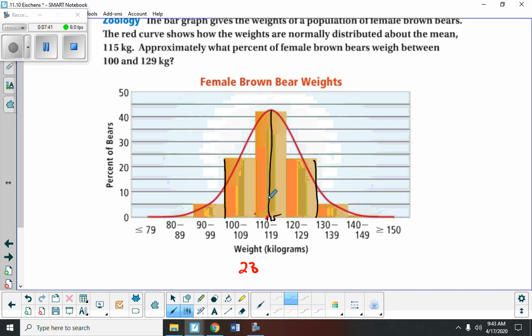And then from here up to here is about 42%. And then from here to here, again, is 23. And if we just add those together, we get our answer for that, which is 88. So 88% of the bears are in that weight range.